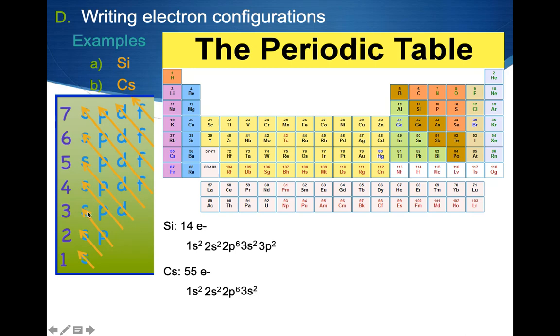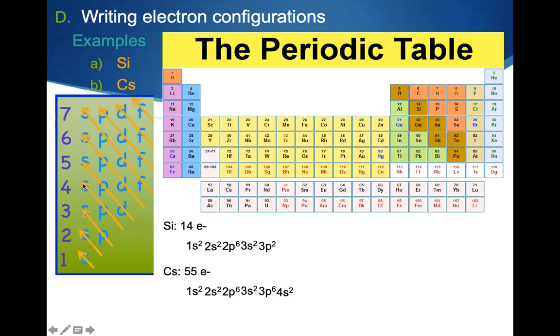After 3s, we go to the bottom of our pattern arrow, comes 3p. The p has 3 orbitals, so that's 6 electrons because it's going to fill. After 3p, we follow our pattern, comes up to 4s. S's will fill because it's only 1 orbital, so 2 electrons. And remember, we have to go all the way to 55. So I'm at 4s2 right now.